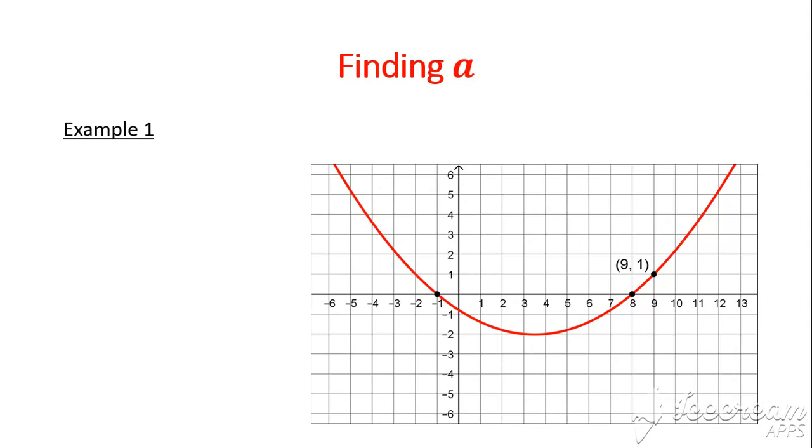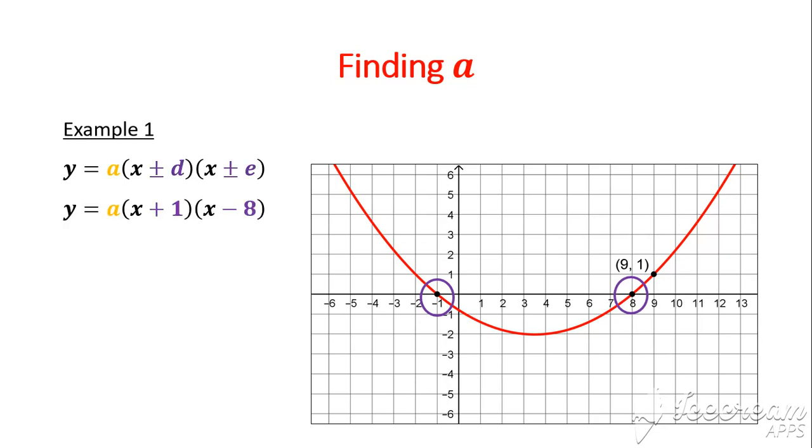So here's our first example. Here's a parabola. We have two roots and another point that we know of, 9, 1. Because we have two roots, we're going to use the form of two brackets, x plus or minus d, x plus or minus e, and some number a at the front. We are going to put in the two roots, but remember, when we see a minus 1 for a root, the first bracket will become x plus 1, the opposite, and when we see a positive 8 root, it's going to become minus 8. So just be careful of that.